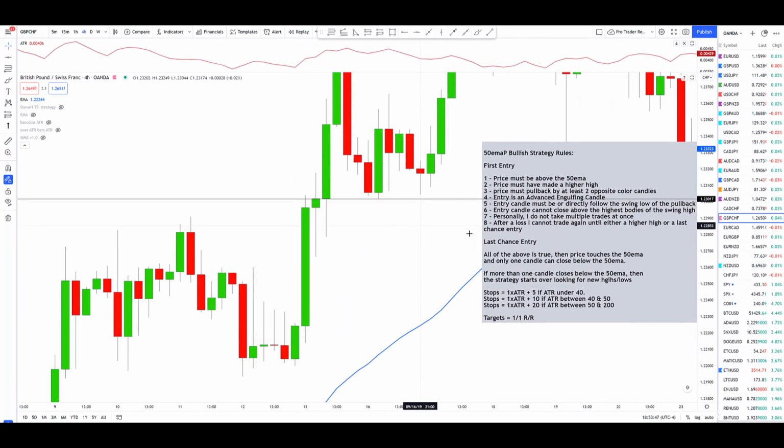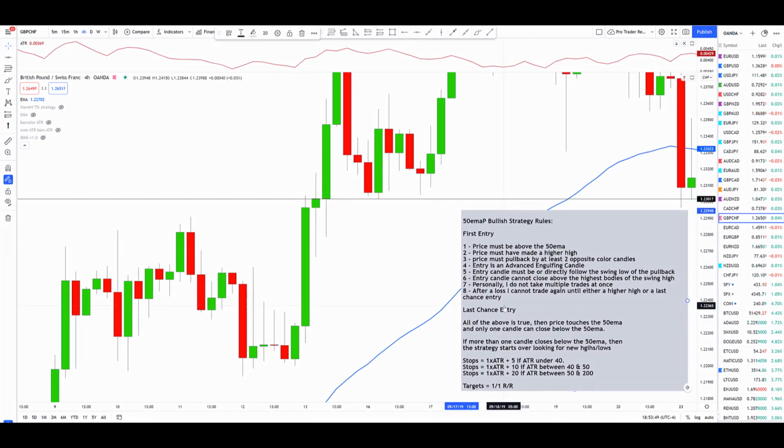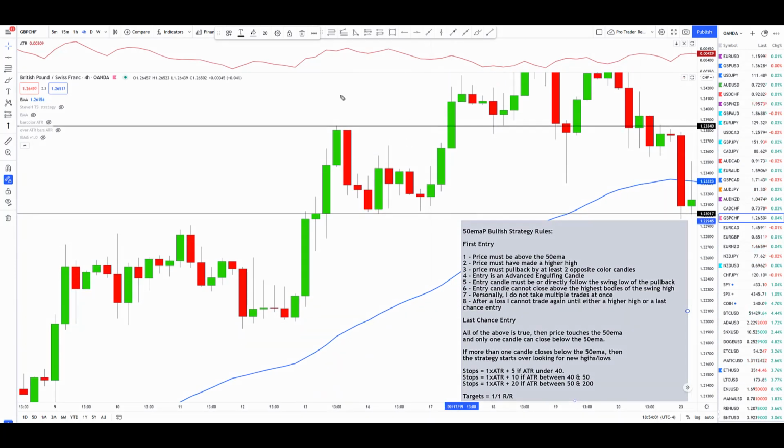Let's look at rule number 5 yet again. Rule number 5 is that the entry candle must be or directly follow the swing low of the pullback. Does this? No, it does not, because from our highest high, which was here, this is the pullback. The swing low of that pullback is our engulfing candle. So in this case, we have a valid entry here. I did want to just explain that because it's something I get a lot of questions about. So at this point, we are down through rule number 5, and every rule is being followed and completely fine.